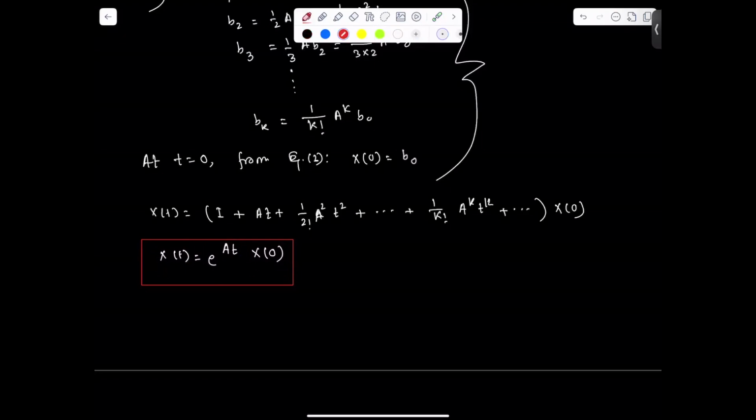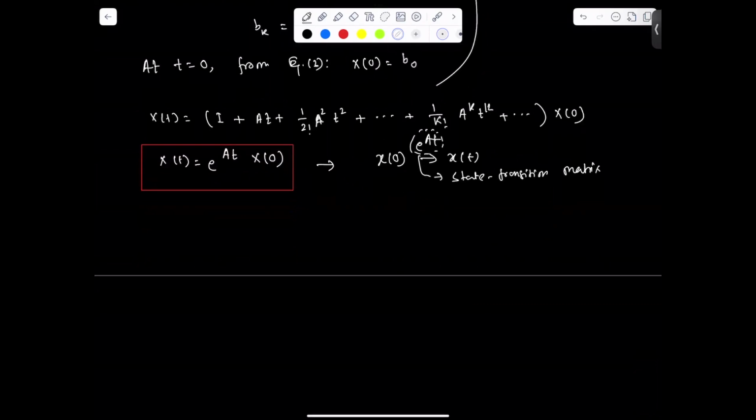How we can transform: we can transform x naught to x of t using the e to the power At matrix. And this term we call the state transition matrix. This is a very, very powerful term. How we can transform from one state to another state using this term. This is the modern control engineering concept, we call it the state transition matrix.